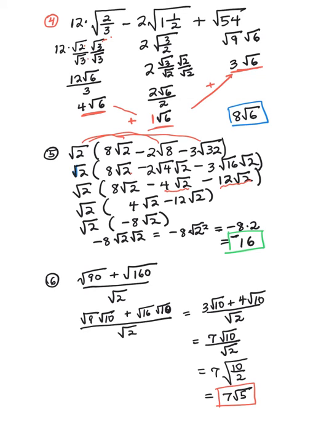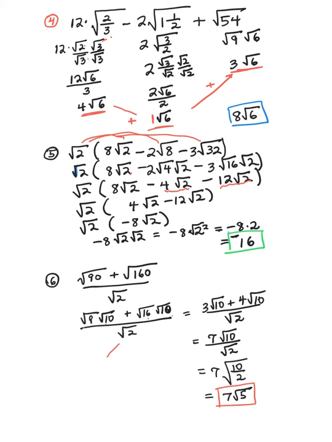And then for number 6, there are lots of ways to do this. One way is to simplify the numerator by factoring out the square root of 9 and the square root of 16. I get a common radical of 10. And then combine the like radicals and then divide through using that division property.